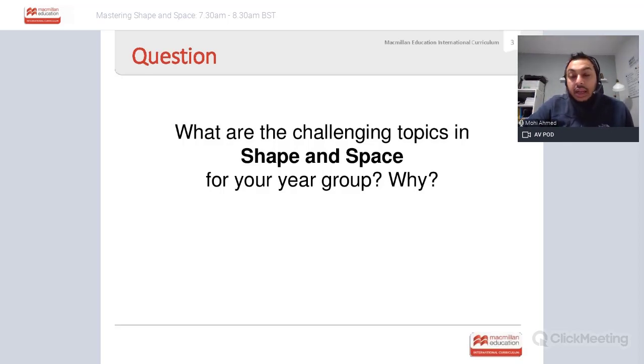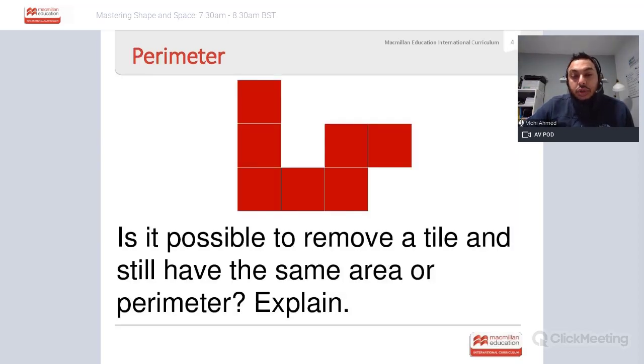Okay, so we've had a few answers to that question, and I can see why we've mentioned those elements. So let's have a think about one question then. Here's a question that I would like you to think about and try out. In this question, you can see there are 1, 2, 3, 4, 5, 6, 7 squares. And it says here, is it possible to remove a tile and still have the same area or perimeter? Explain. I'll let you have a go at that. I'll give you about 3 minutes to think and try that out, because there are two aspects there, area and perimeter. So it's about 1.5 minutes each.